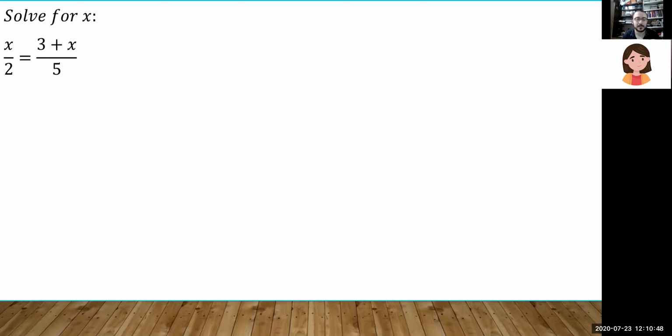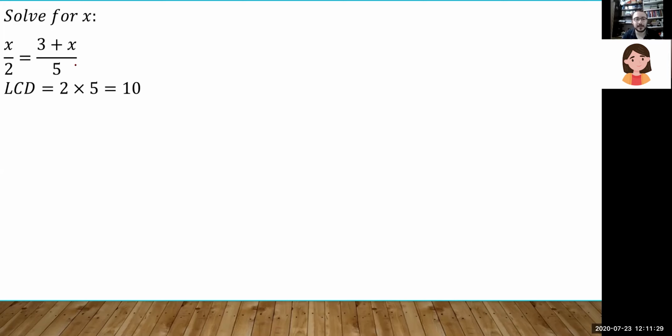So these fractions, what is the LCD here? Yes, 2 times 5 is 10. So the LCD is 10. You need to turn both denominators into 10. Here you have 2, so you need to multiply it by 5, so it becomes 10. And here you have 5, you need to multiply it by 2. 5 times 2 equals 10.